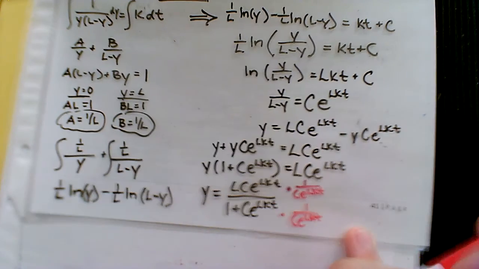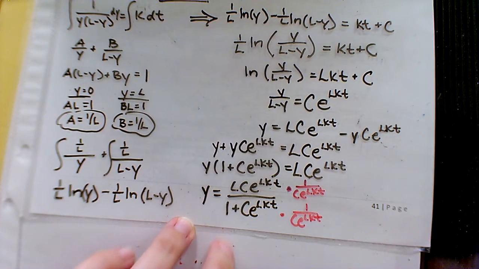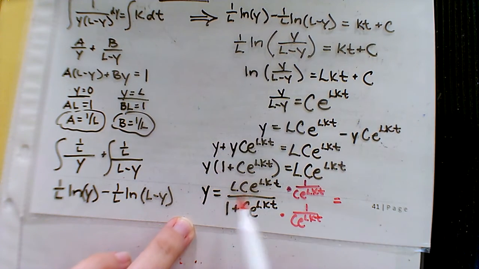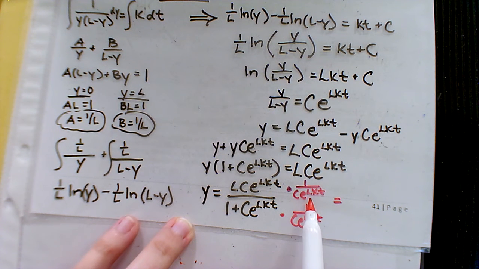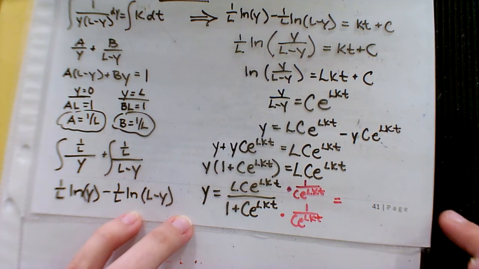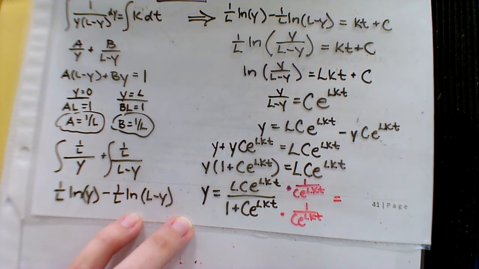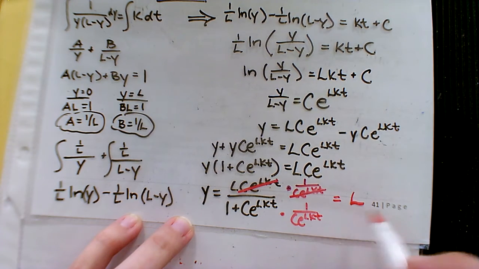Okay, so let's see what would happen if we simplify that. If I take L Ce to the LKT times 1 over Ce to the LKT, what am I going to be left with? Yeah, L, because this and this would cancel. So I'm left with L times 1, which is just L.